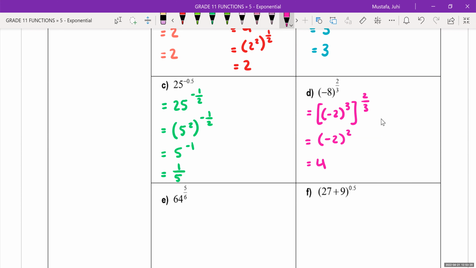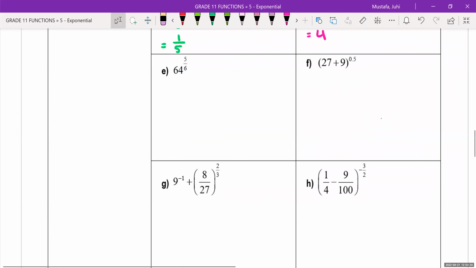Am I going too fast or are you guys okay? We're good? All right, let's keep going. 4 more examples.